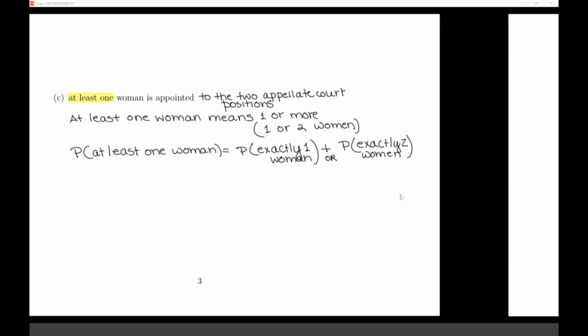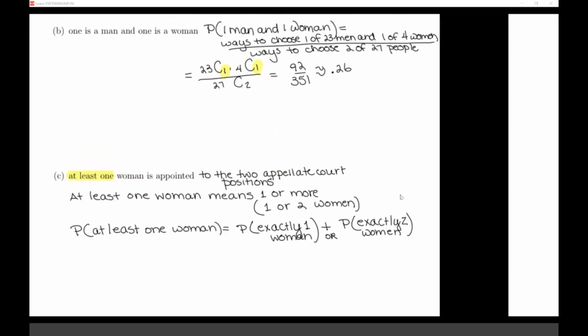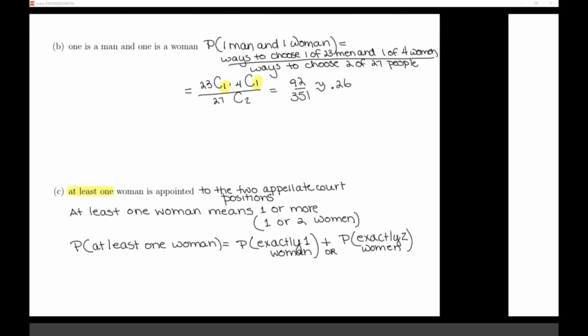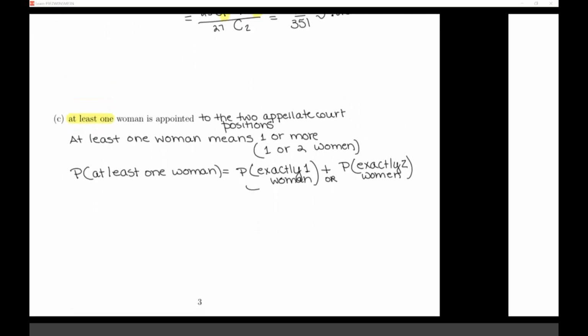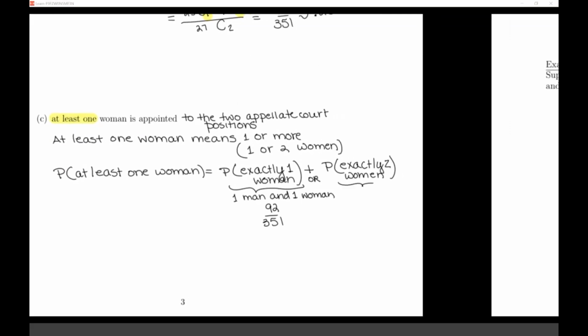Now you might notice from part B, that was the probability of 1 man and 1 woman. So we have this probability, because the other person has to be a man then. And from part B, we got that to be 92 over 351. We know that part, so all we need is the probability of exactly 2 women.